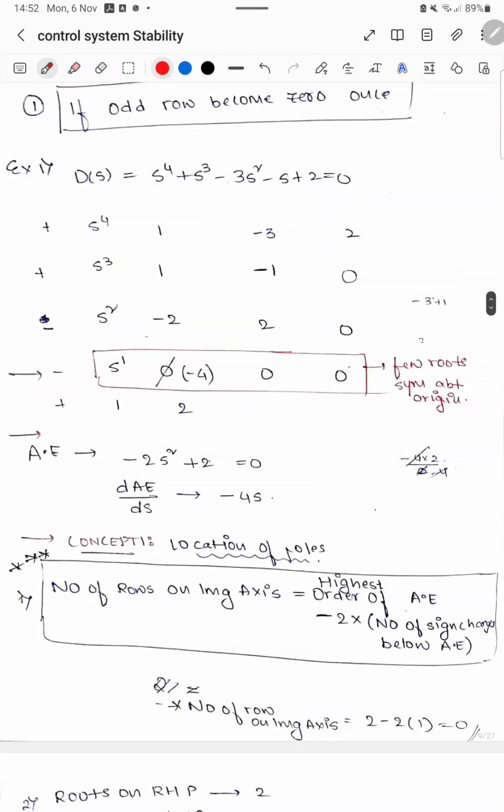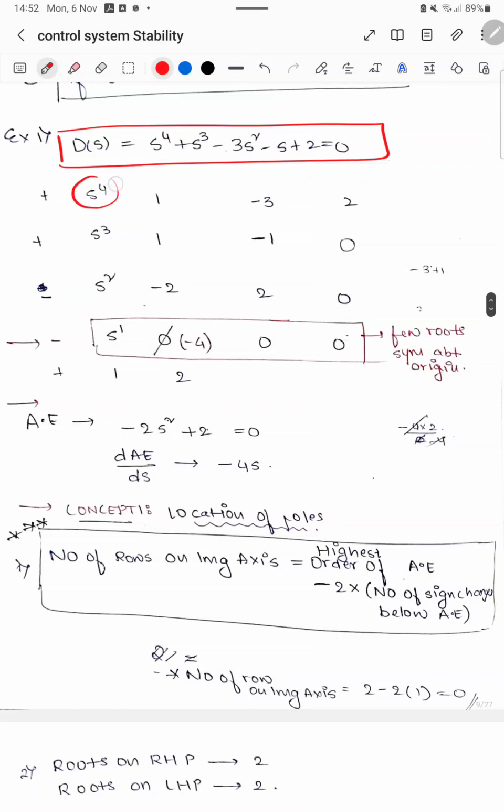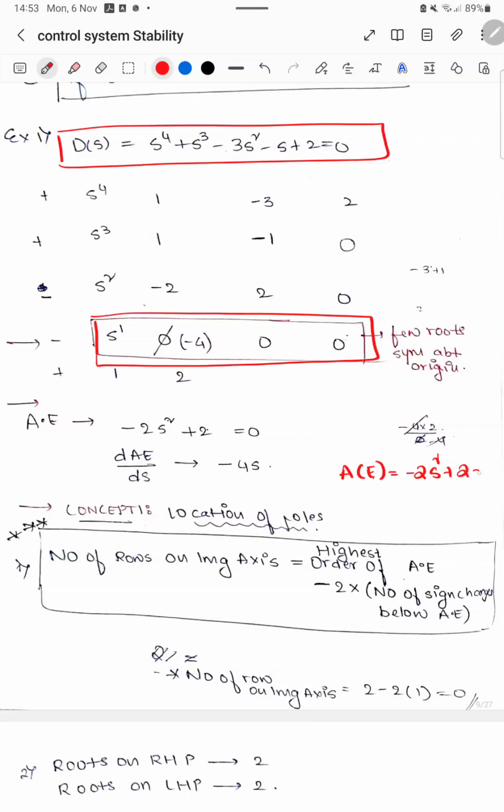Fine, so let's see. Now this is the polynomial equation. What we'll do is, firstly arrange all the coefficients in the first two rows. Then you see that the s to the power 1 row becomes 0. Then you make your auxiliary equation to be minus 2s square plus 2 equals 0. From that you get minus 4s.